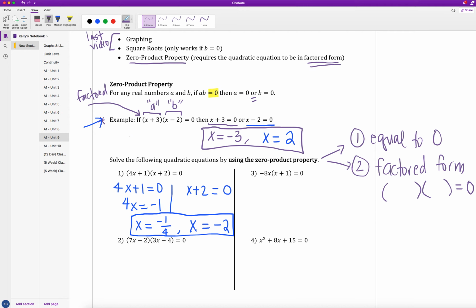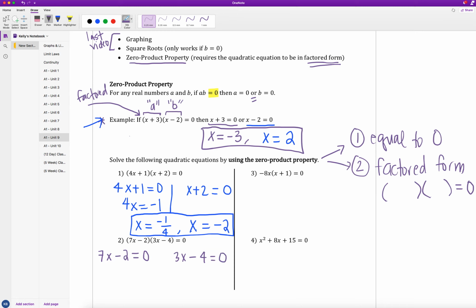So for example 2, I'm already set equal to 0, so that step's good. The next thing I have to make sure is that I'm in factored form, and we are indeed in factored form since I have 7x minus 2 as a factor times 3x minus 4 as my other factor. So I can go ahead and use the zero product property, which tells me to set each factor equal to 0. So we get 7x minus 2 equals 0, and 3x minus 4 equals 0 as well.